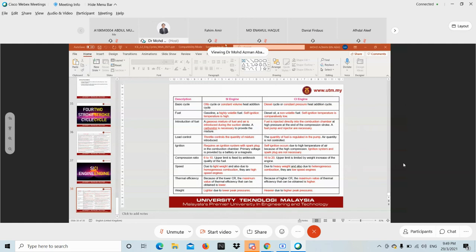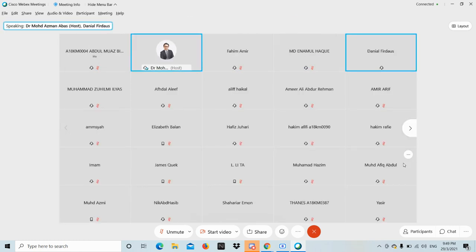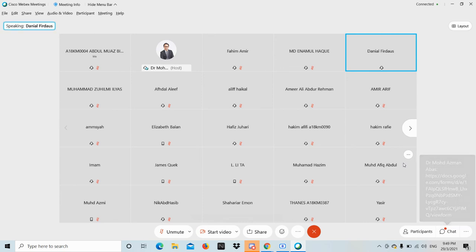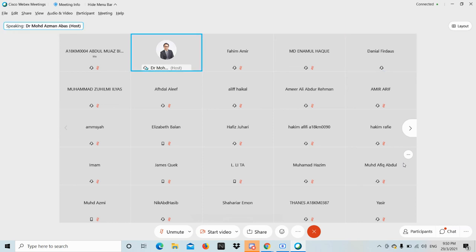Doctor, I'm currently referencing the slides, the last slide, SI engine versus CI engine. I read about speed. Basically, SI engine is a high speed engine and CI engine is a low speed engine. That's why if you drive an SI, the RPM goes like 6,000, 7,000, meanwhile in a diesel engine, they only go about 3 to 4,000, right? It is stated here due to lightweight and also homogeneous combustion.